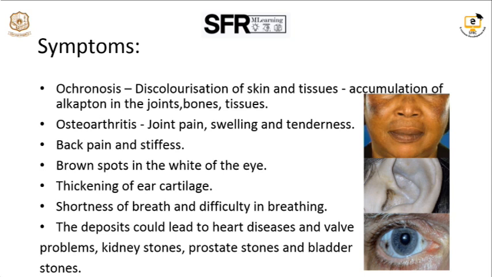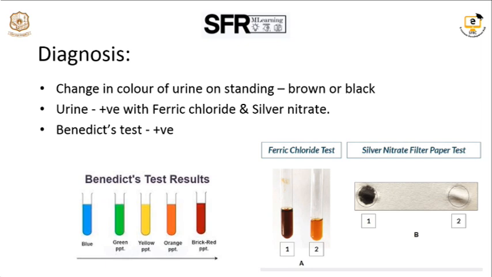This cartilage is normally a bit softer, but in Alkaptonuria, due to the accumulation, the cartilage tends to become very harsh and rough. The deposits could lead to heart diseases and valve problems, and kidney stones, prostate stones and bladder stones. Shortness of breath and difficulty in breathing also occur to some extent in certain people when this gets accumulated in the lungs.